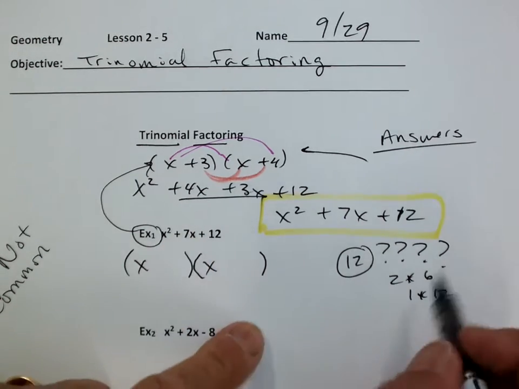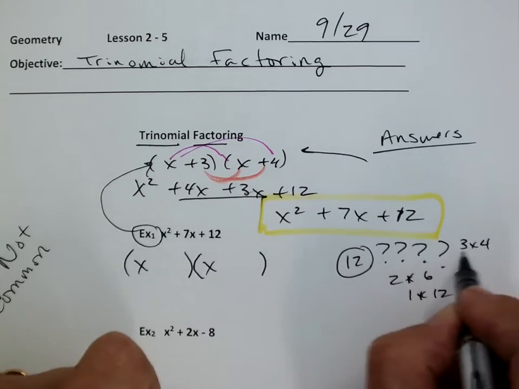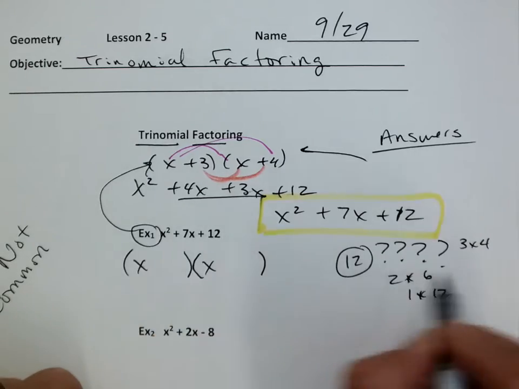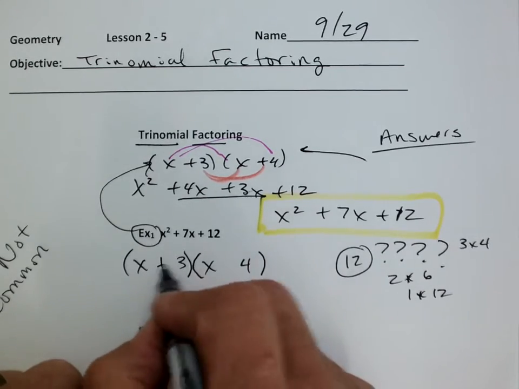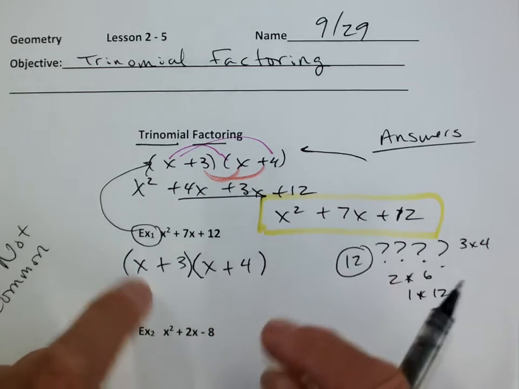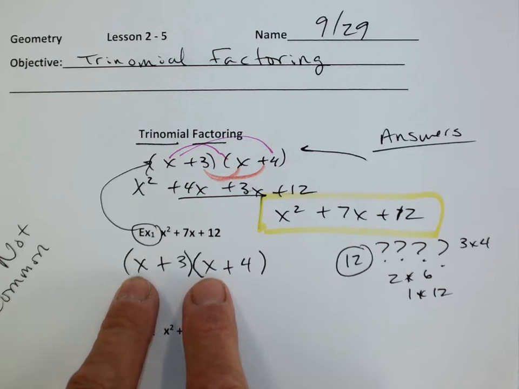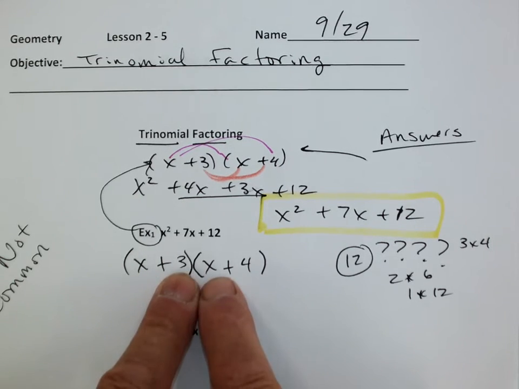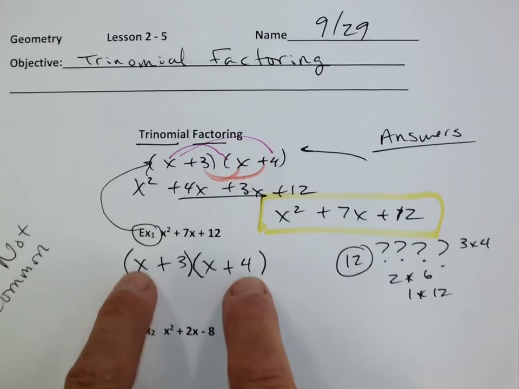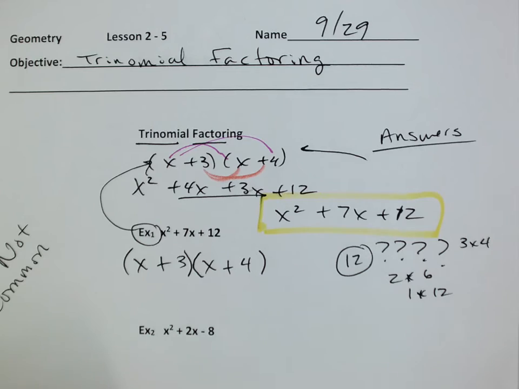So obviously 3 and 4 is the combination I want, because 3 times 4 makes 12, and 3 plus 4 makes a 7. We can check this because we know x times x is x squared, but we'll get a 4x and a 3x, right? We'll get a 4x if we multiply there, and a 3x if we multiply there, which makes my 7x. So this is the factored trinomial.